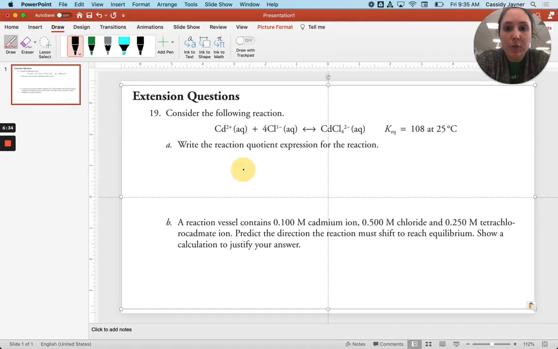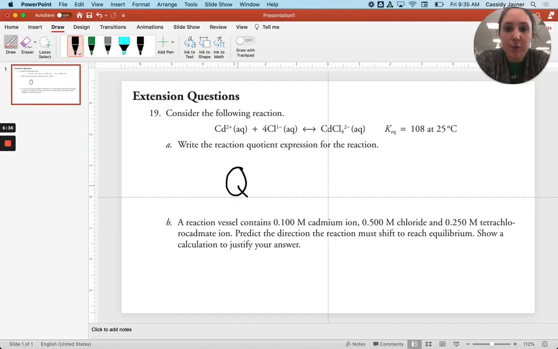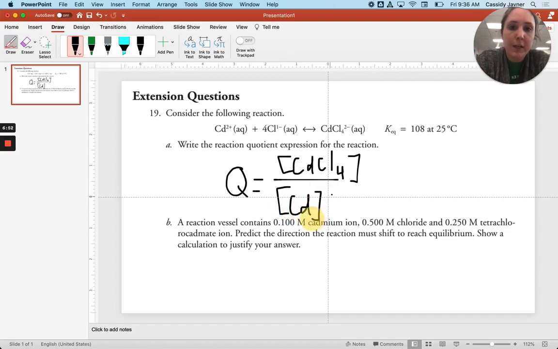So my reaction quotient expression is going to be equal to Q. It's called Q. And it's equal to the concentration of products again, so CdCl4. There's only one of them, over my reactants, cadmium and chlorine. And chlorine is, or chloride I should say, because it's the ion, is going to be raised to the 4th power. All right, so that's my reaction quotient expression, and these again are at any point in time.